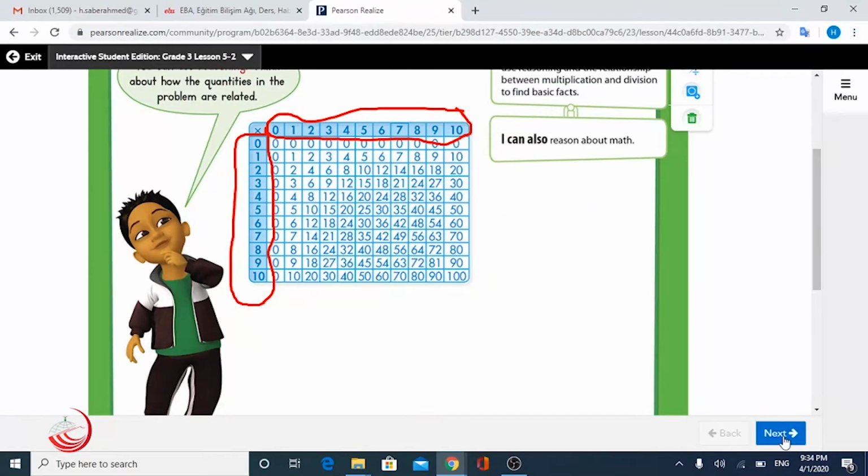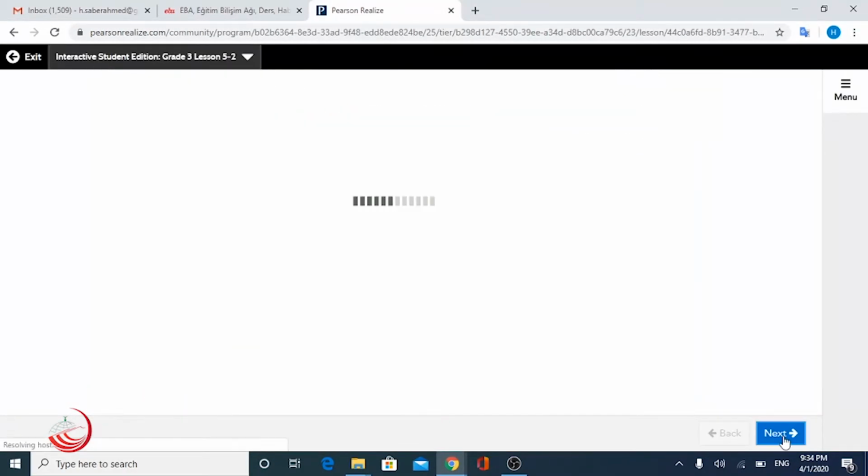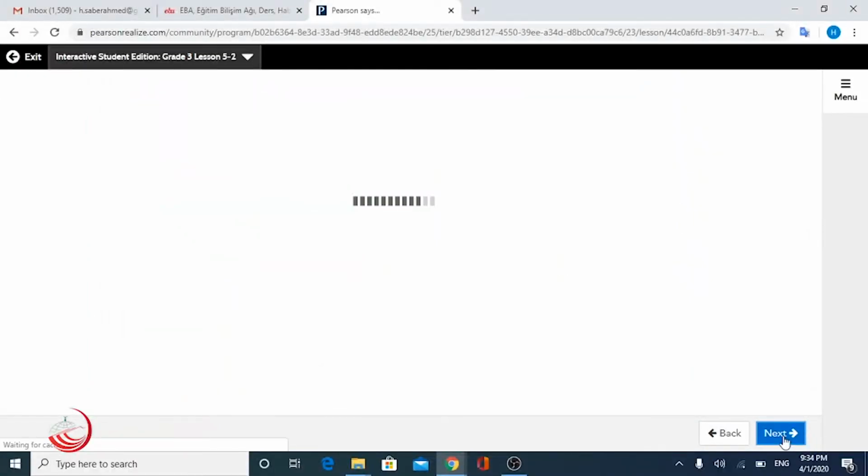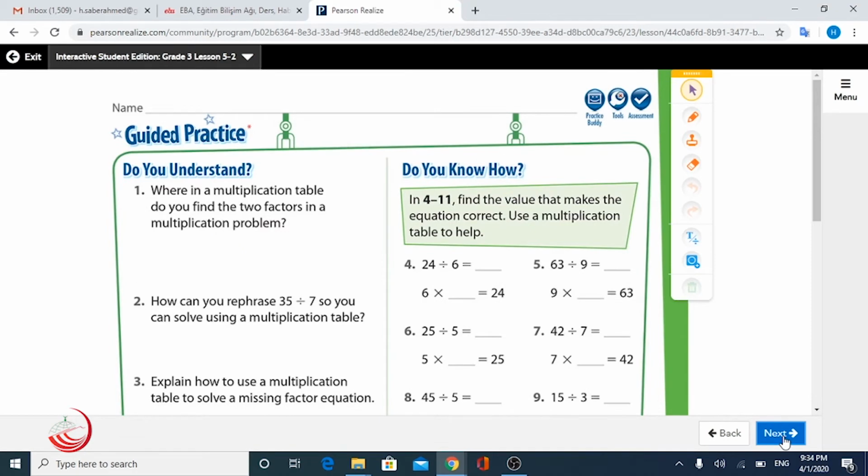Now, you write. Are you writing after me? If not, you pause and you write. Where can we find the two factors? I can find the two factors: the first factor in the first column, the second factor in the first row.